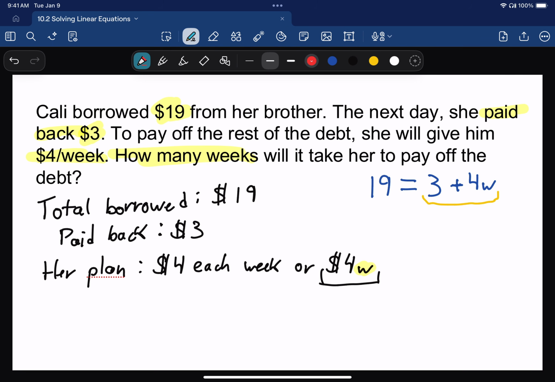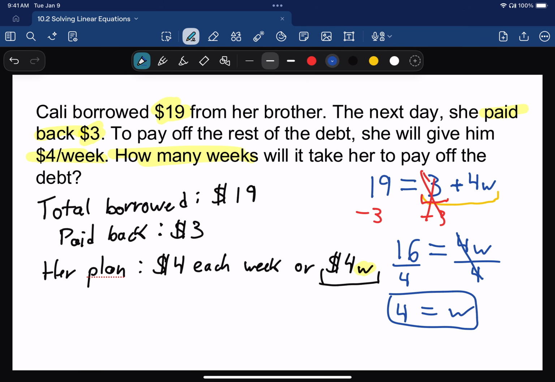So the first step to solve this is we're going to look at what's being added here, which is a positive 3, and we're going to subtract 3 from both sides. So these will cross each other off, and then 19 minus 3 equals 16. So our new equation is 16 equals 4W. And let's divide this by 4 because we were multiplying. Divided by 4. These are going to cancel. And 16 divided by 4 is 4. So weeks, it's going to take her 4 weeks to pay it back.